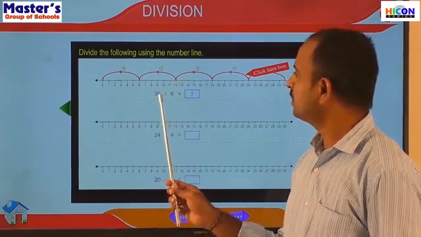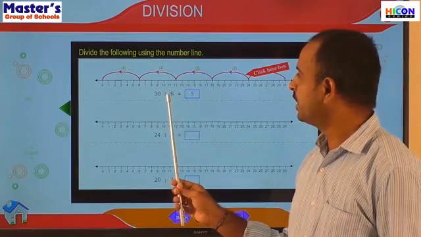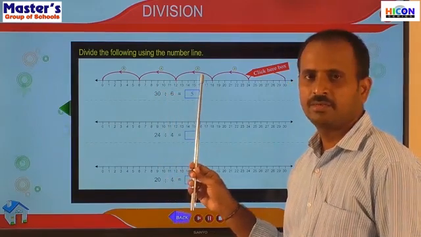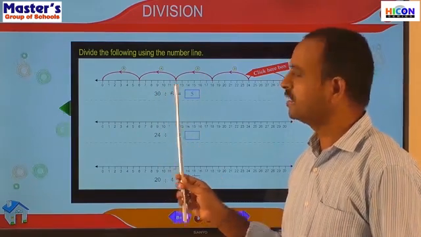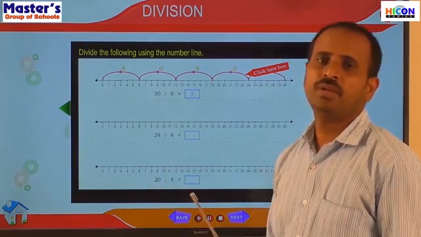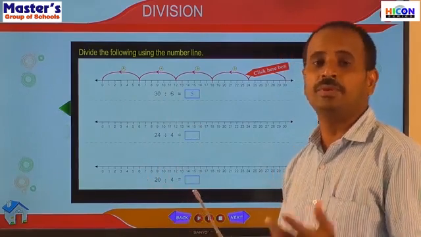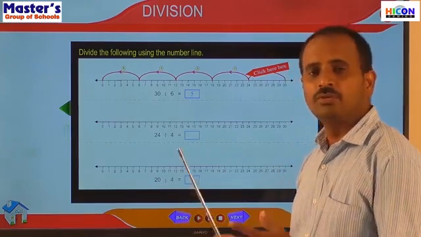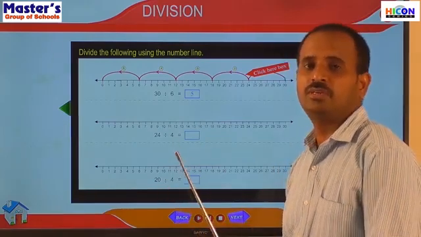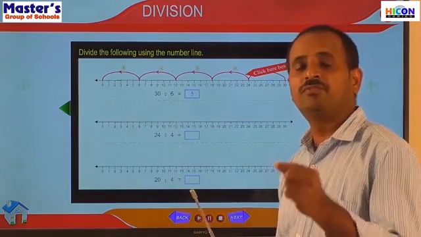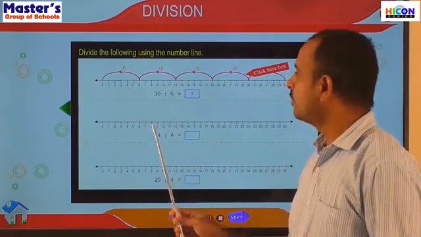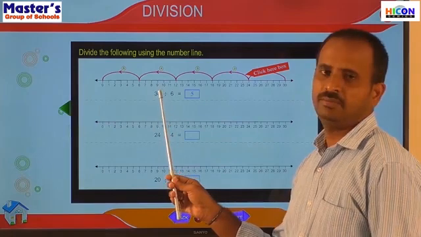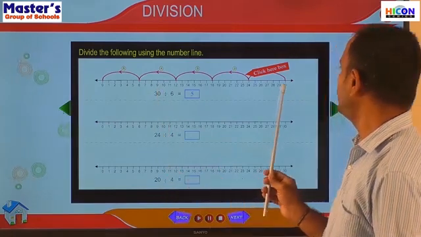See the first division, 30 divided by 6. We have to show this division on the number line. How do we show it? We already explained in the previous example. Where do we have to start? We have to start from the first number in the division. So what is the first number in the division? 30. So start from 30 on the number line.